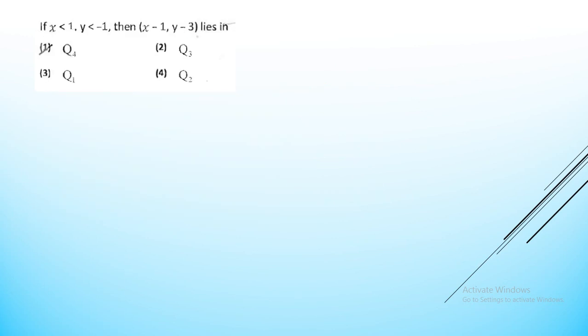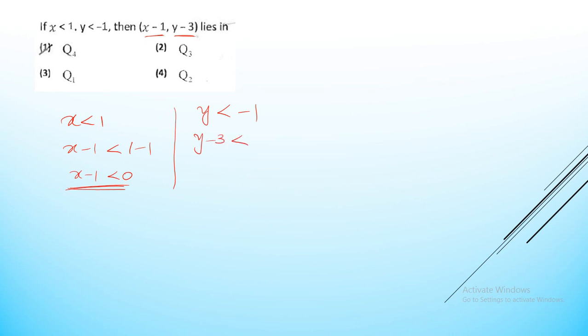Next, moving on to one more question. So what he has given, x less than 1, and he is asking you to find x minus 1. So how can I get x minus 1? By adding minus 1 on both sides. So 1 minus 1, this gives me x minus 1 is less than 0. So since x minus 1 is less than 0, it is negative. Next, what he has given, y is less than minus 1. Since I need y minus 3, by adding minus 3 on both sides, this becomes y minus 3 is less than minus 1 minus 3.